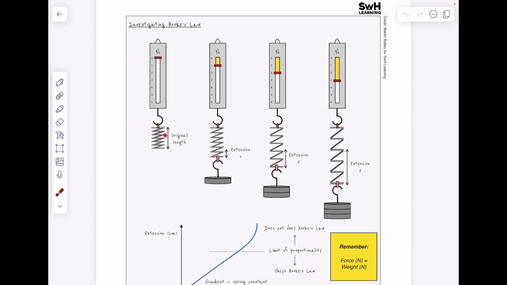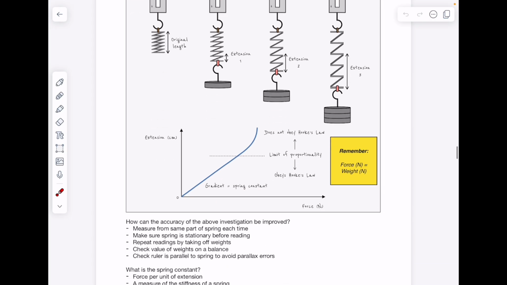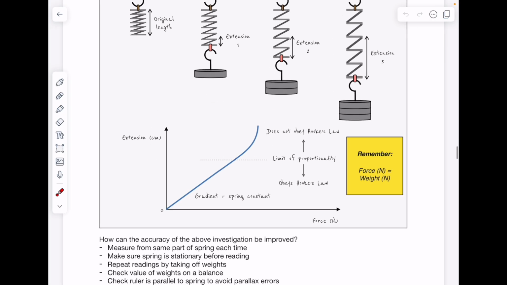So you start with the original length of the spring, and then you add a weight. And as you can see here, we've added a 1 Newton weight, and obviously that spring will start to extend, and you can measure the length of that spring and work out the extension by taking away the original length. Then in our second experiment, we've added a 2 Newton weight. Obviously the spring gets longer, and so on and so forth. Eventually you get enough data so that you can plot a graph.